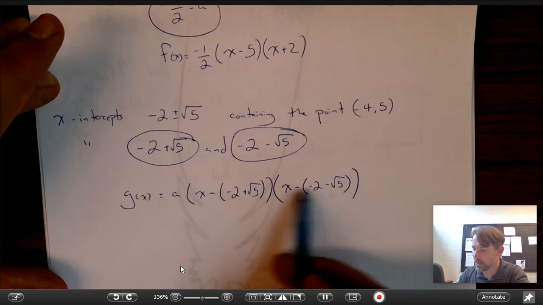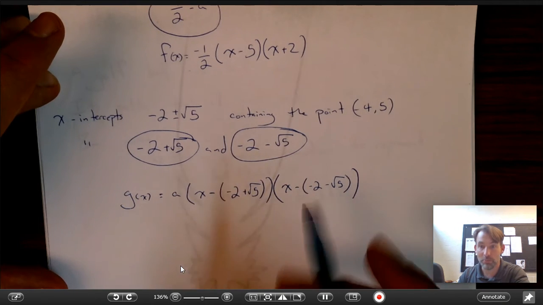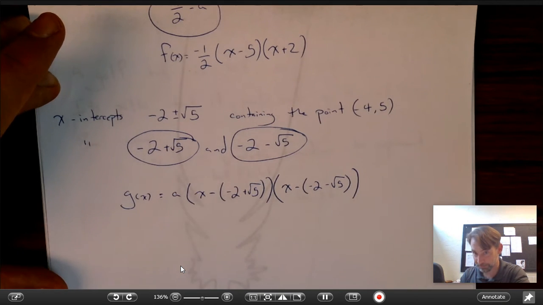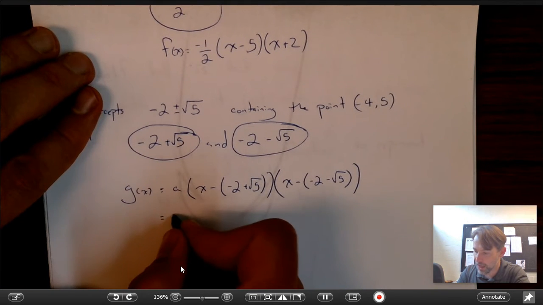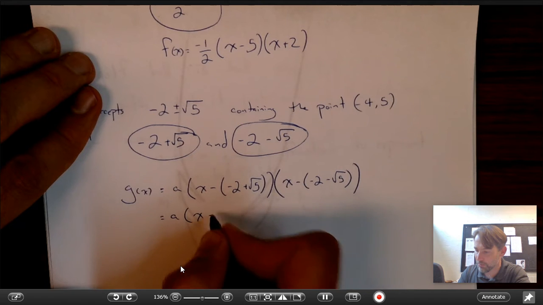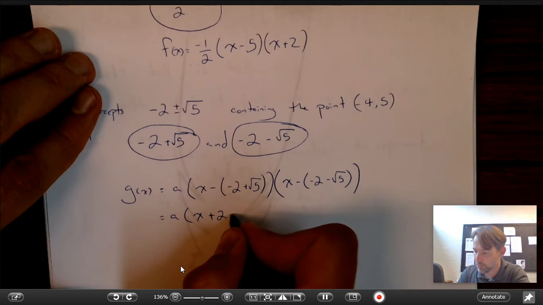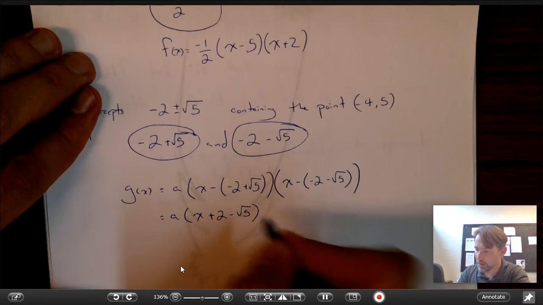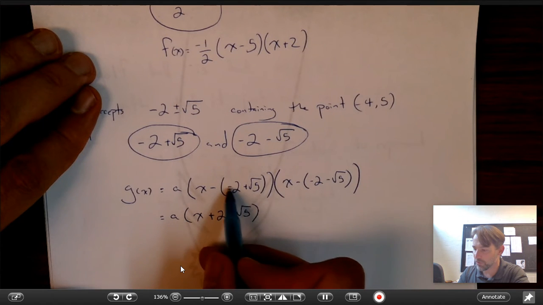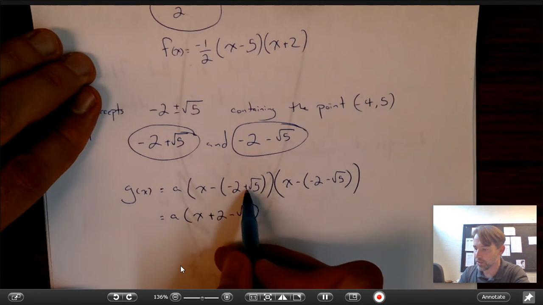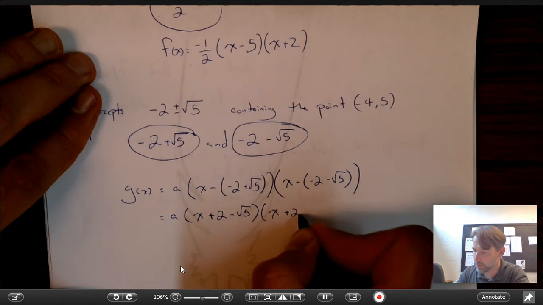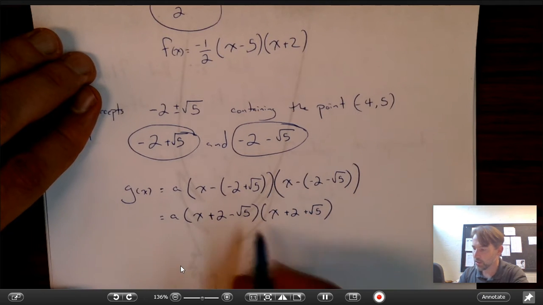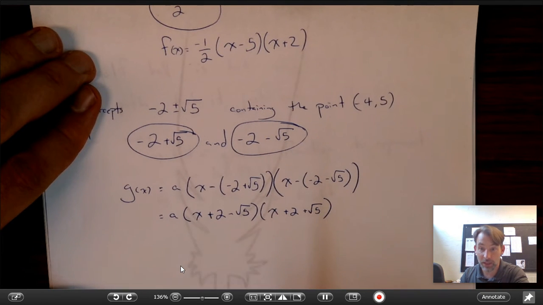Now I can tidy up these negatives and these extra brackets in here before doing any work on this. All right, let's do that. This is equal to a multiplied by x plus 2 minus root 5. So what that negative there did is it flipped all the signs inside there. Notice that all the signs flipped. And then x plus 2 plus root 5. Okay, so there I have it written out a little nicer.